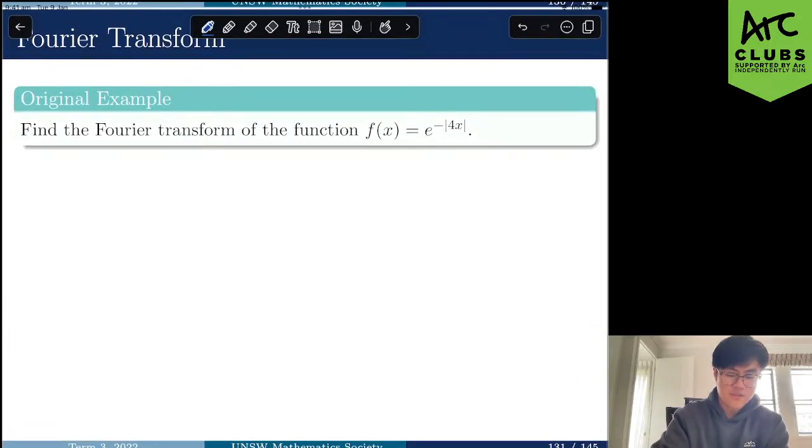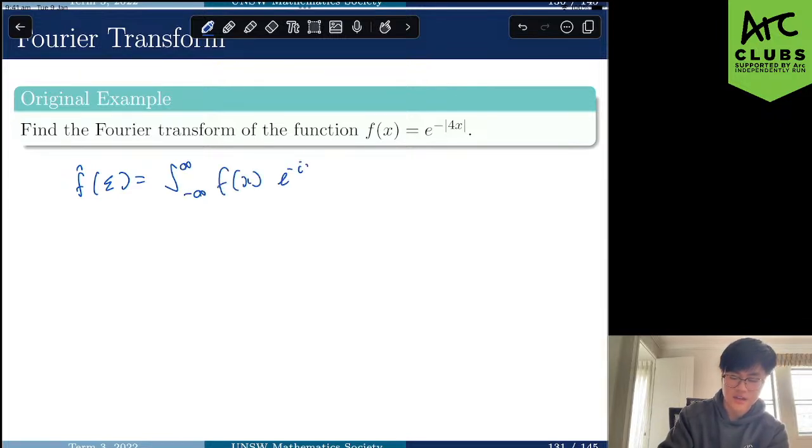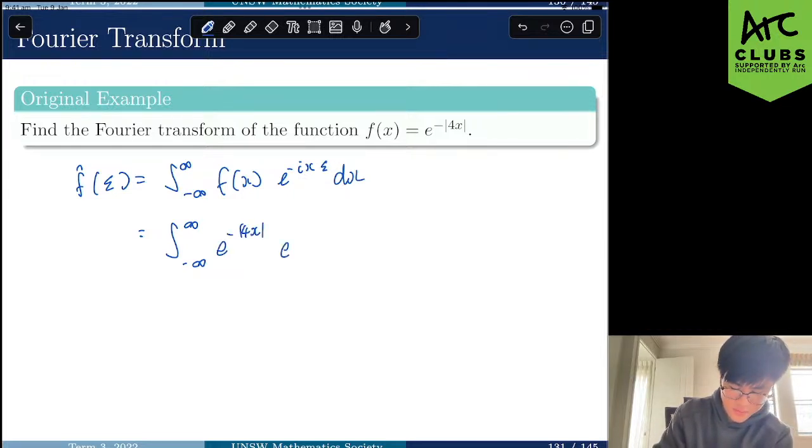So this one here says find the Fourier transform for the function f of x equals negative 4 x, all in absolute value. So let me just rewrite the formula for the Fourier transform. F hat of psi is equal to the integral from negative infinity to infinity of f of x times e to the minus i x psi dx. Alright, so this one is not too bad of a question. So let's plug it into the formula and see from here.